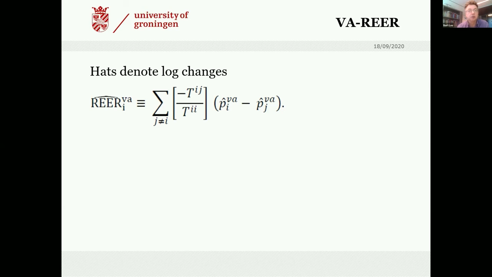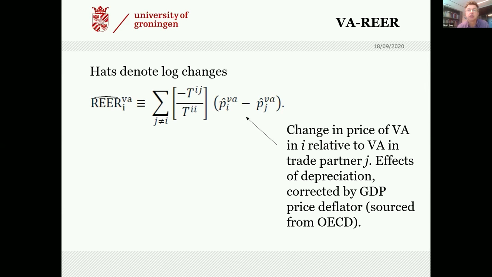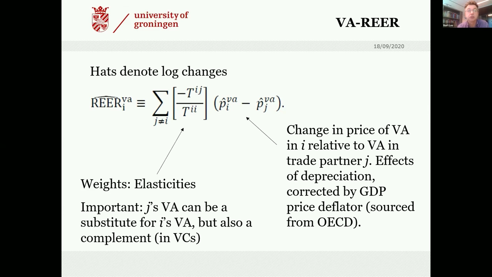Again, we do this following Benz and Johnson. So the change, the hats indicate log changes, and on the right-hand side we have a change in the price of value added in region I relative to value added in trade partner J, and this is corrected for changes in prices at the national level using data from OECD.